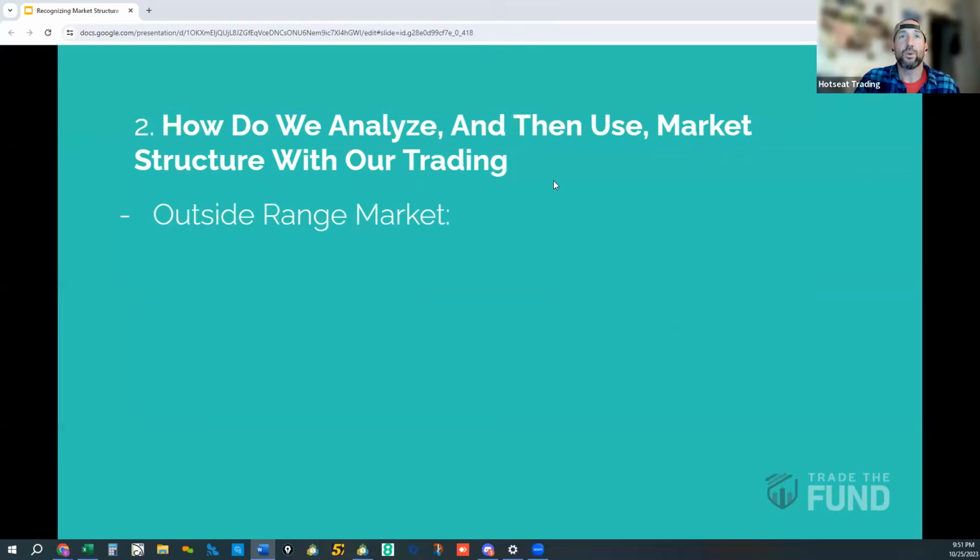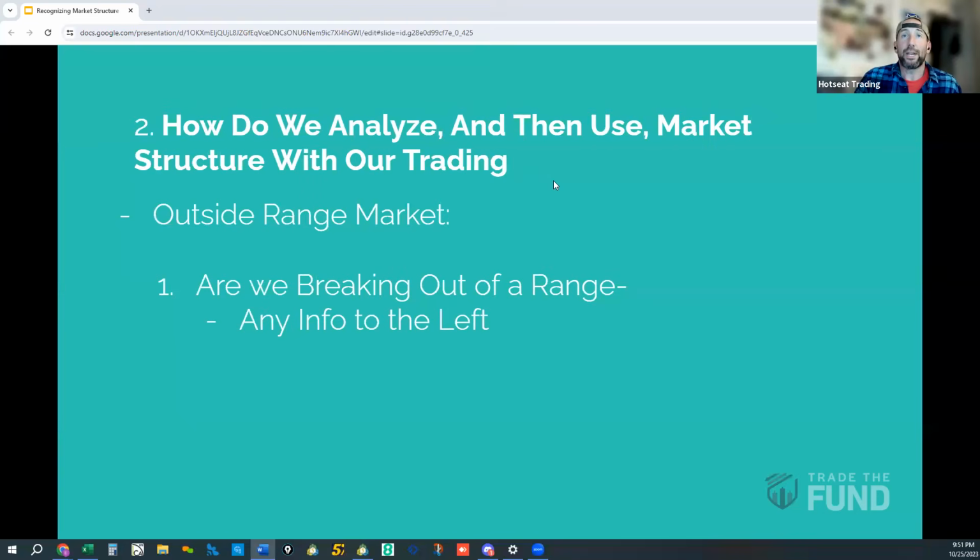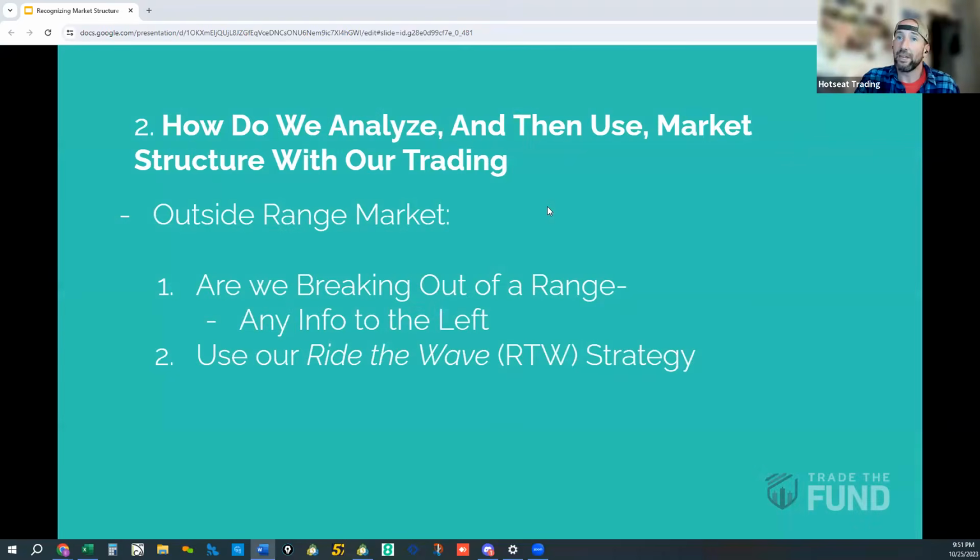Now, as we head into an outside range market, our third type of market, we need to ask ourselves, are we breaking out of a range? So is there any information to the left? If we're sitting in an outside range market, we need to be prepared to use our ride the wave strategy.